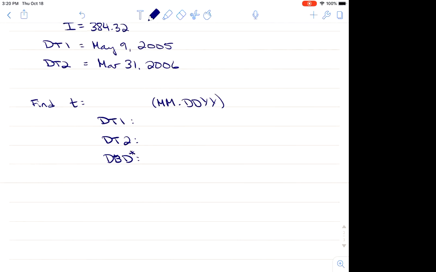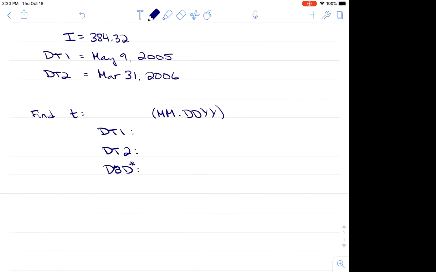So go into your date function, which is the number 1 button, so second date. Our first date is May 9th, so 05.09 and the year is 05. So 05.0905, enter. You have to hit enter to store it. Date 2 is March 31st, so 03.3106.